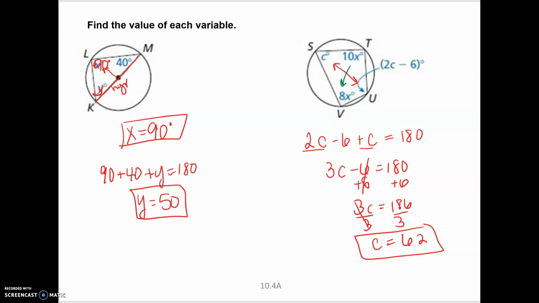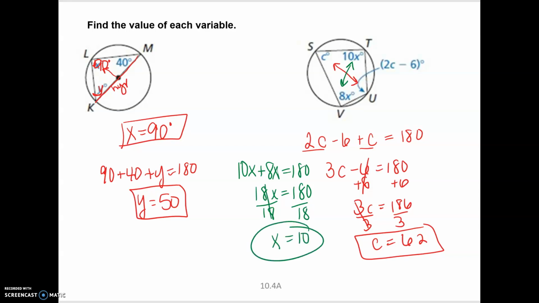Okay, and the last thing I need to solve for is my x's. So I have 10x plus 8x equals 180. I'm going to combine my like terms to get 18x equals 180. And when I divide by 18, I get that x equals 10.